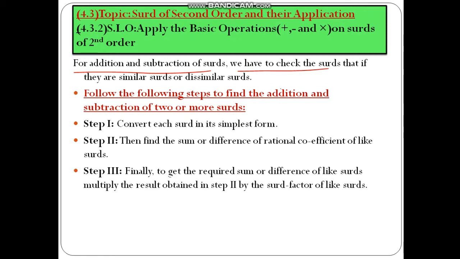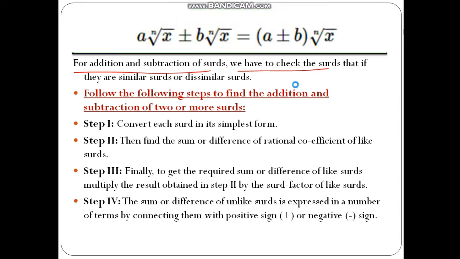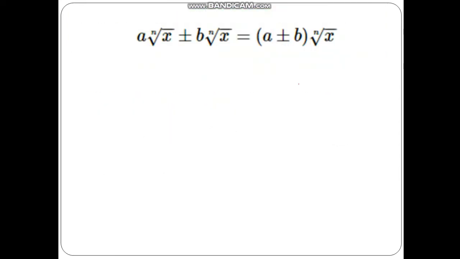Step number 3, finally, to get the required sum or difference of like surds, multiply the result obtained by step 2 by the surd factor of like surds. Step 4, the sum or difference of unlike surds is expressed in a number of terms by connecting them with positive sign or negative sign. Here there is an example.